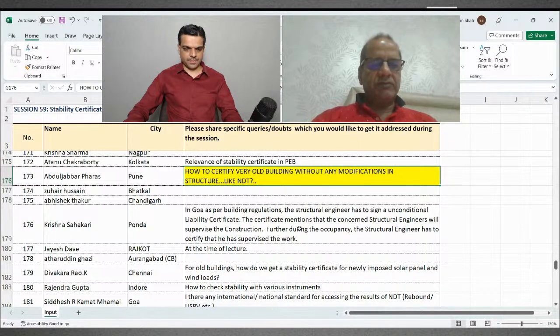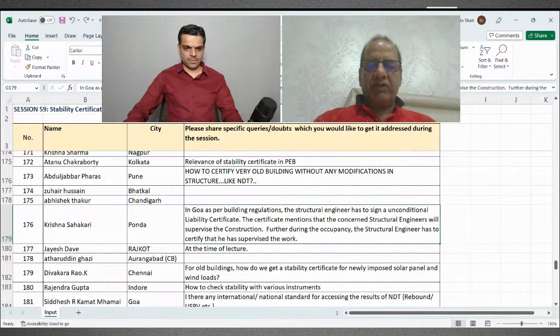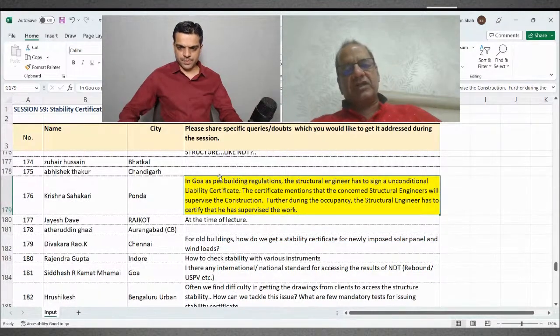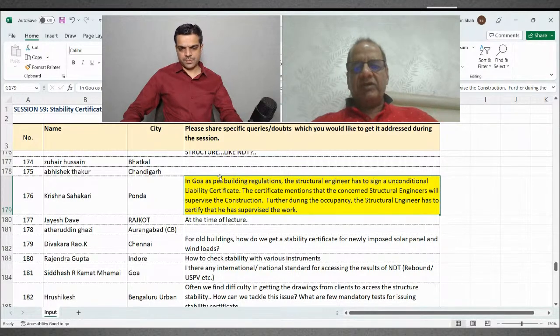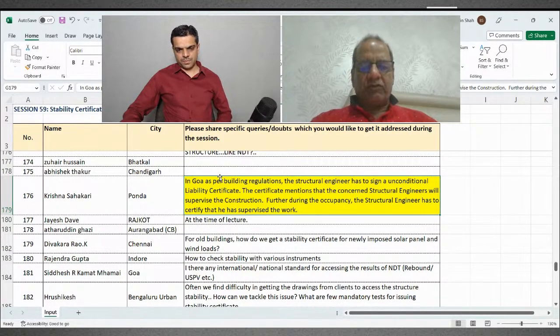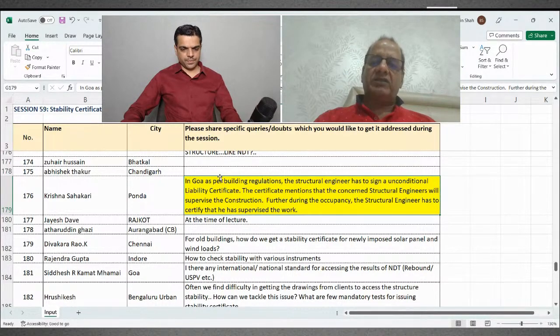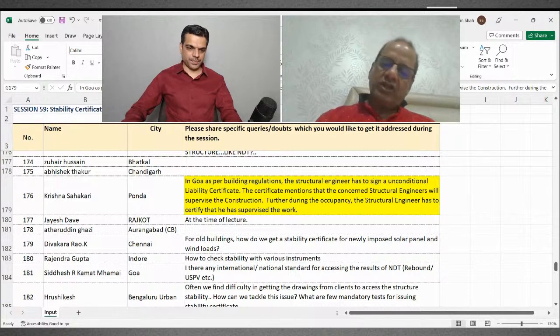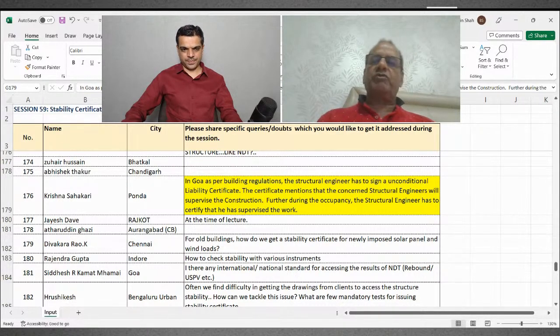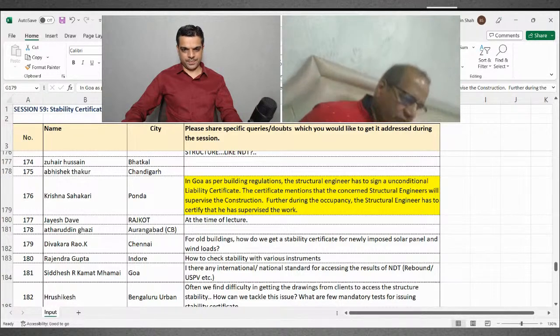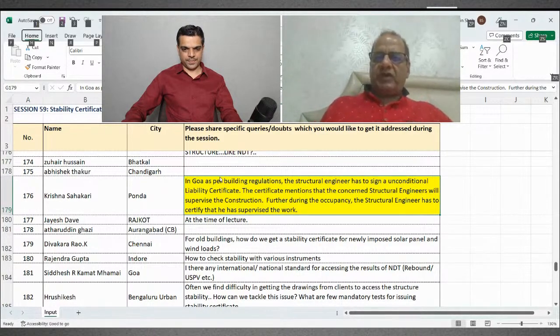Krishna Saikari: in Goa, as per building regulation, the structural engineer has to sign an unconditional liability certificate mentioning that the concerned structural engineer will supervise the construction. Okay. If you have to give this certificate before the construction, you should charge the fee accordingly. You should make your client understand that in addition to structural design, I have to do this additional work. I have to deploy staff on site, and then only can you do this certification of supervision. There's no harm, but what happens? People don't pay and they want a supervision certificate. That's wrong.